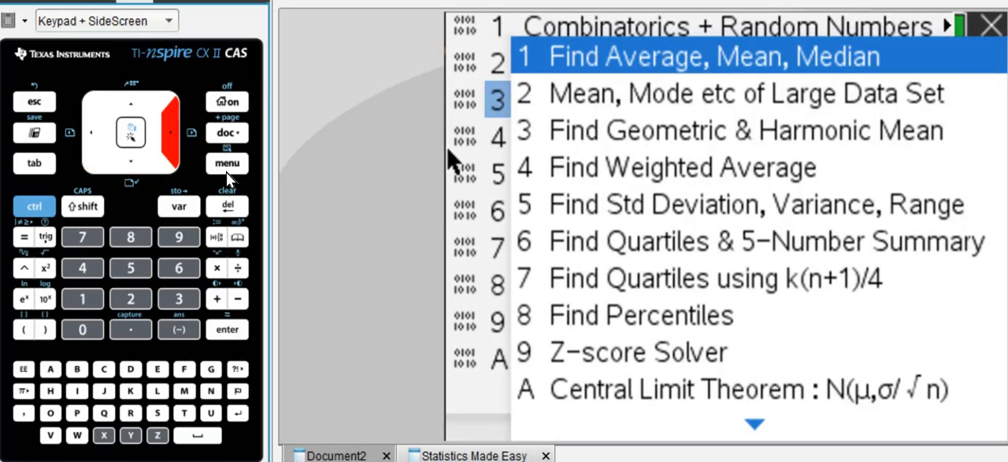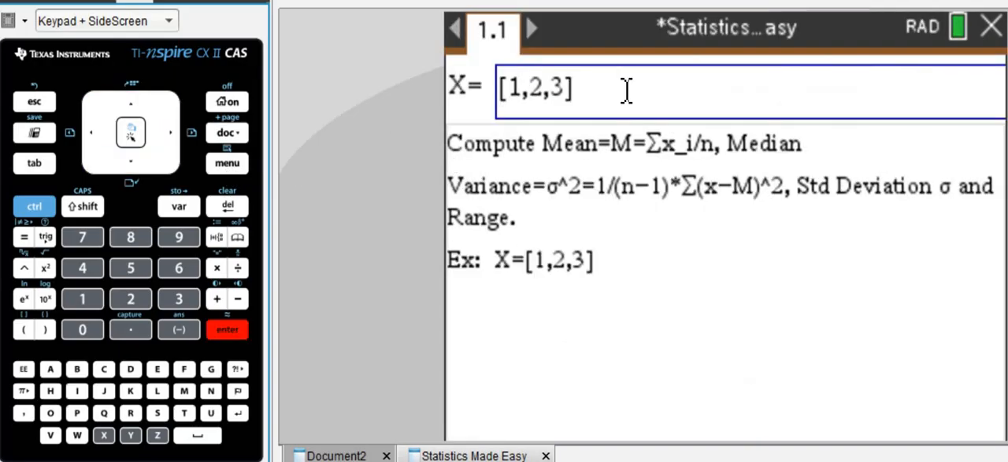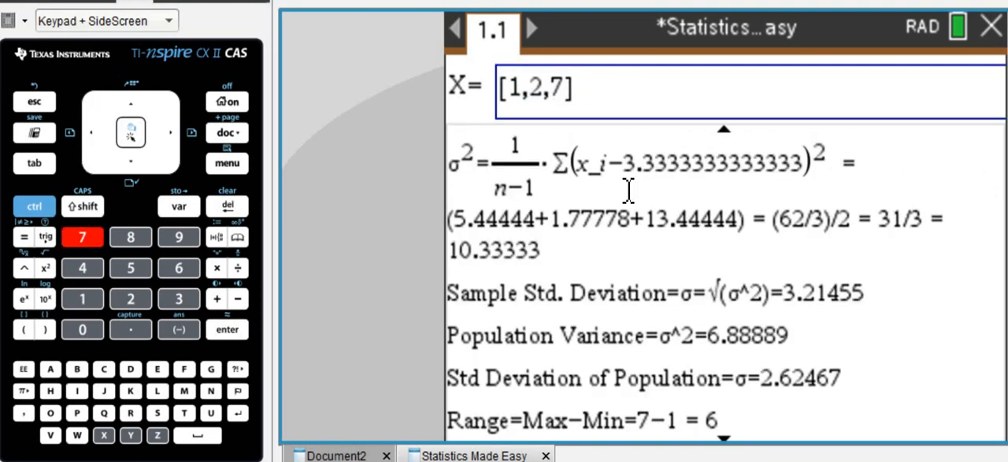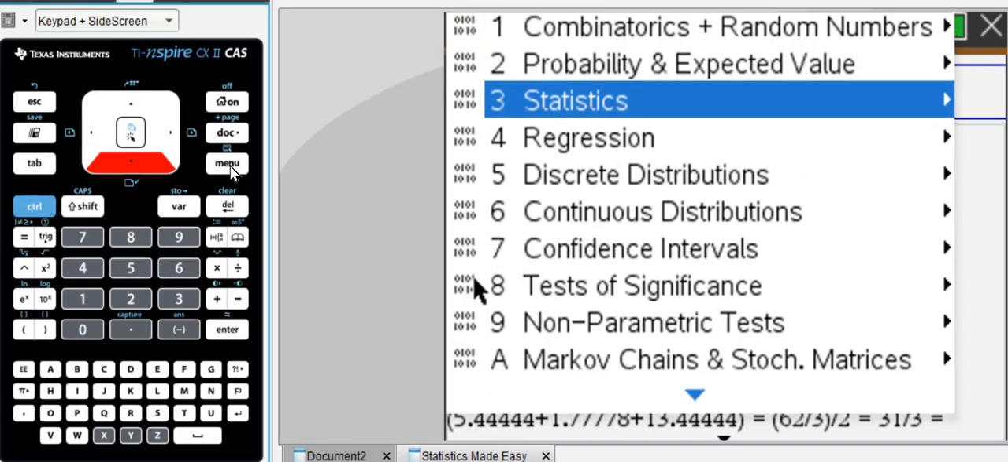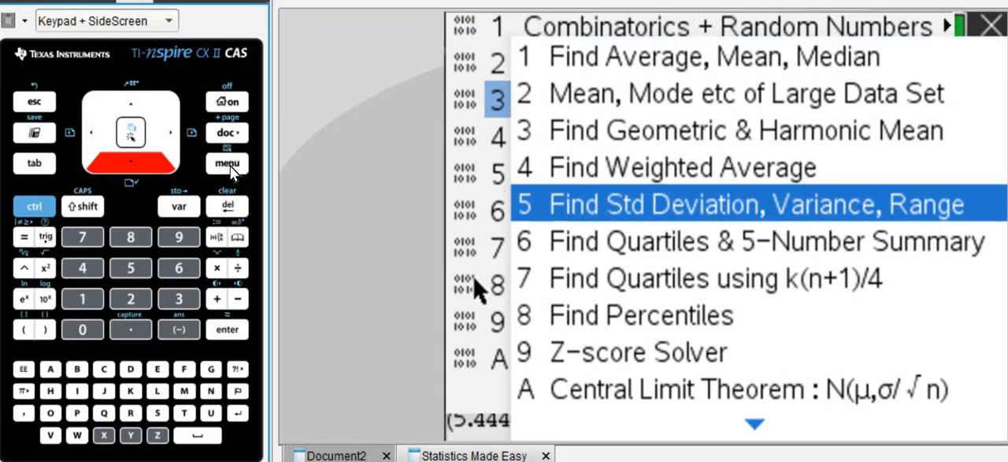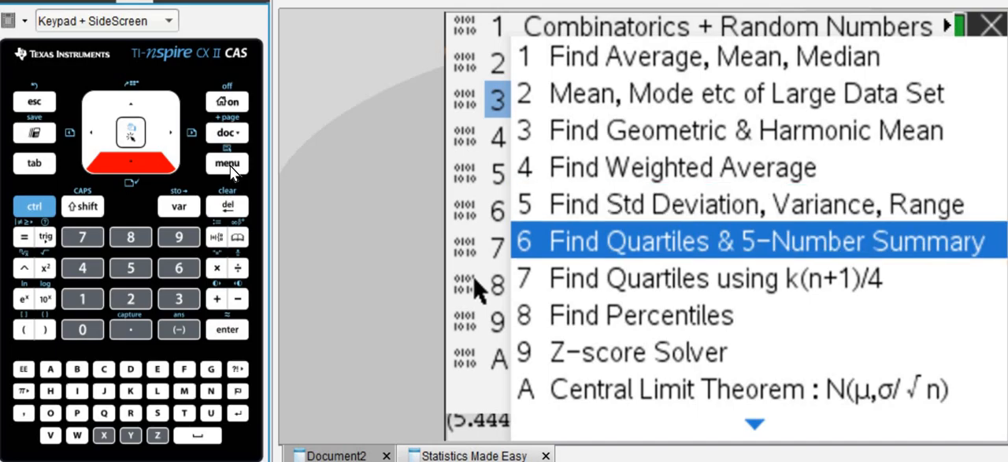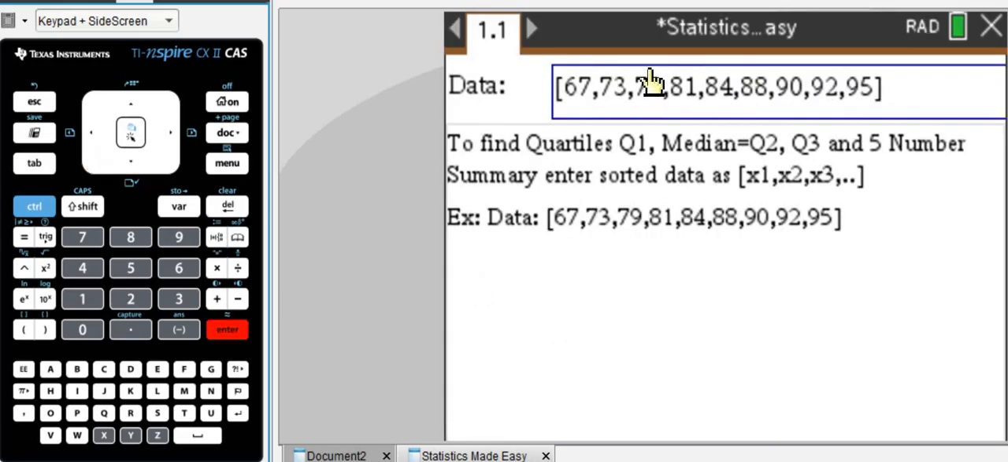So here we go. Statistics. Yes, you will have to find average, mean, median. All you need to do is type in your numbers, and quickly you will see all the answers here step by step. That's under statistics. You will also, of course, get the variance and the range and the standard deviation. Also quartiles and the 5-number summary.